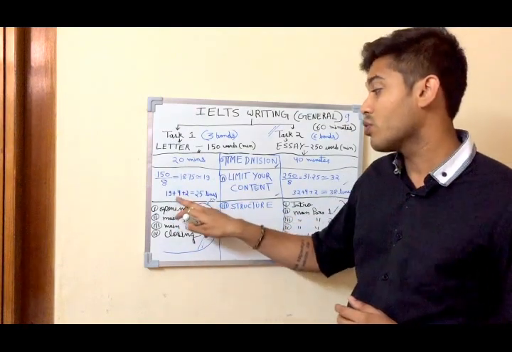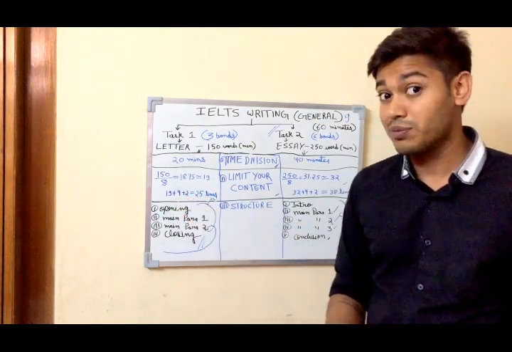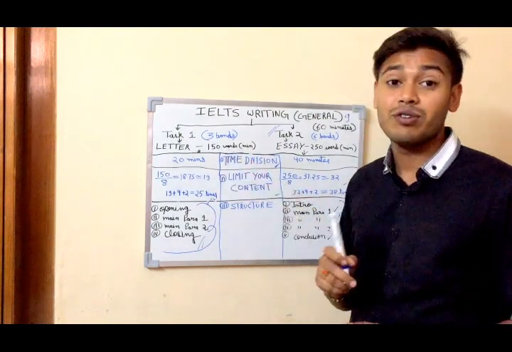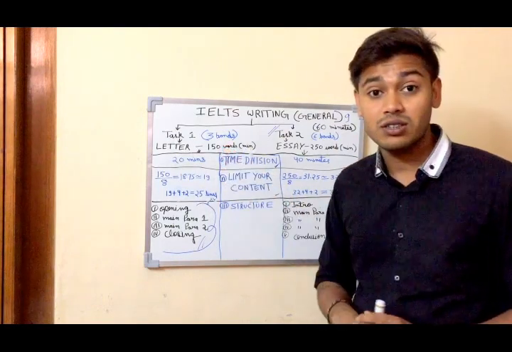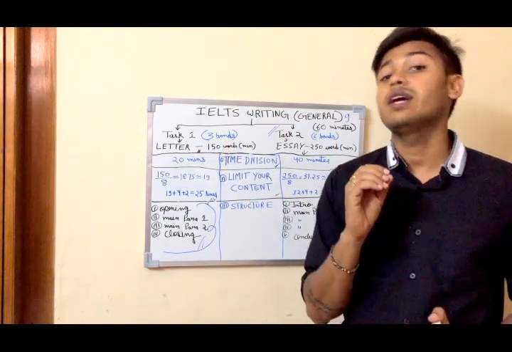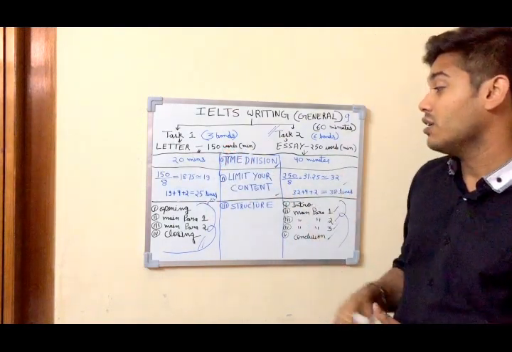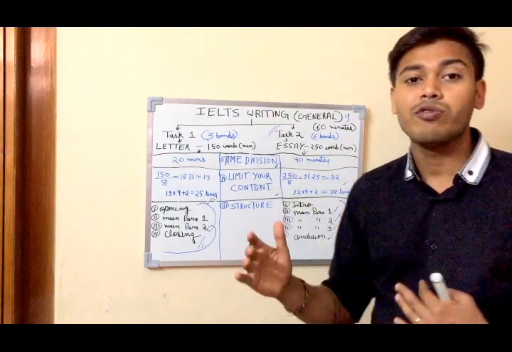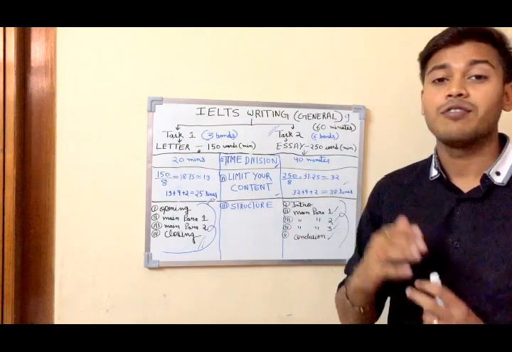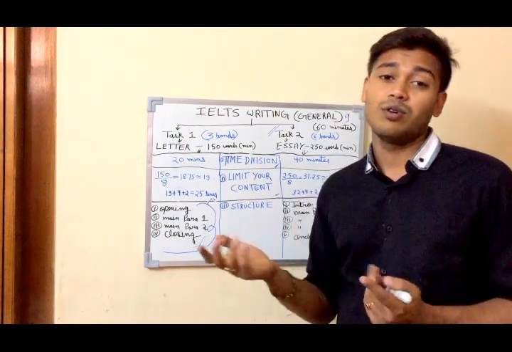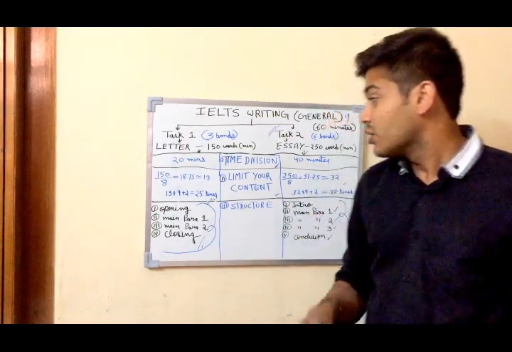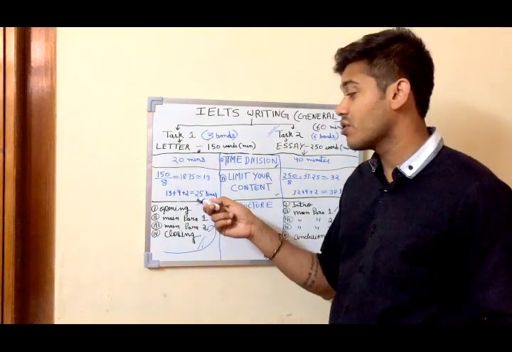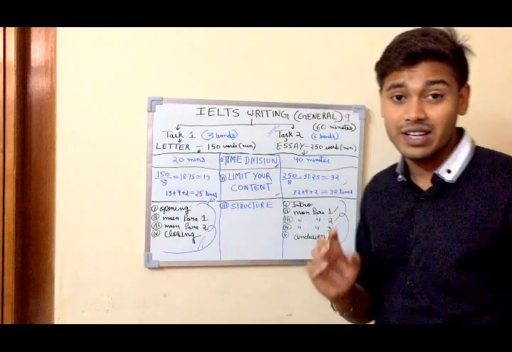So 19 plus 4 and 2 as a precaution, because friends, you cannot write less than 150 words, because if you do, then your marks would be deducted. So it's better to keep 2 lines as precautionary lines so that you don't fall short of words. If you fall short of words, then your marks would be deducted. So now you know that you need to finish your letter in 25 lines.